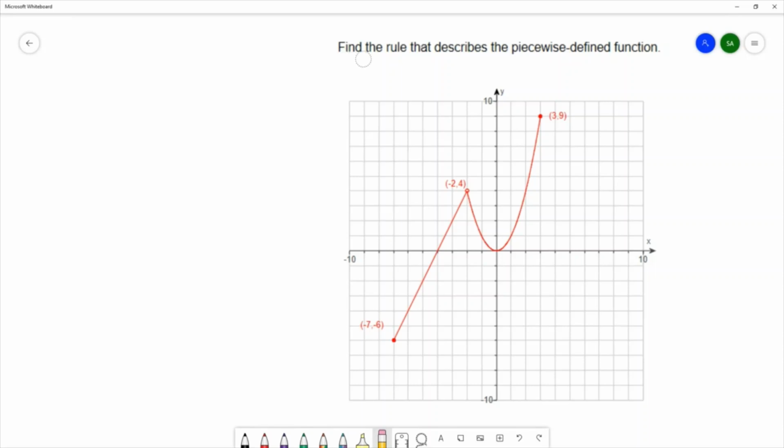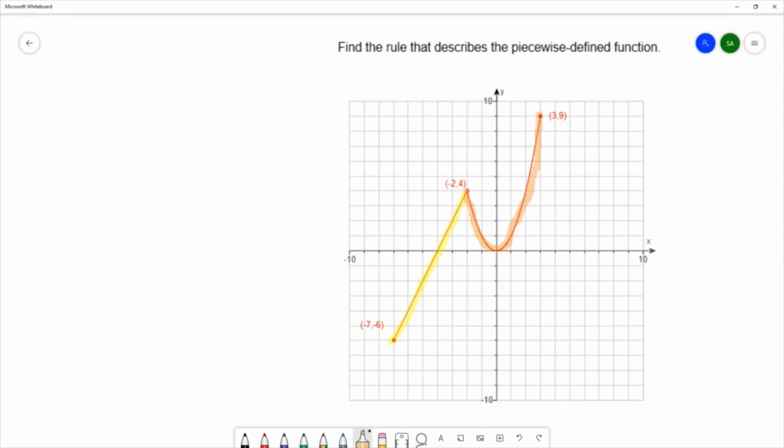For this question, we want to find the rule that describes the piecewise defined function. So we have a picture which is representing a piecewise defined function, and we want to find the rule or the equation that matches this picture. Looking at this, I have two pieces of the picture. I have this linear piece. It's going to be a straight line, and then I also have this curved piece which looks like a parabola.